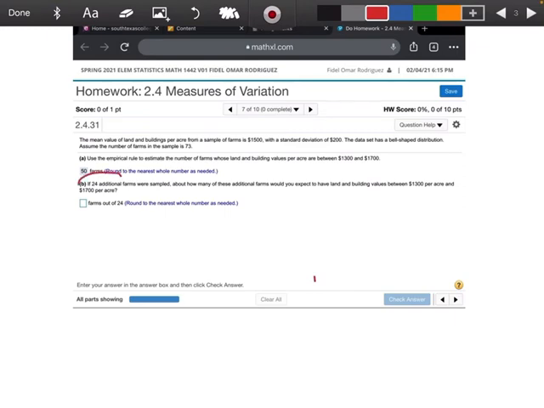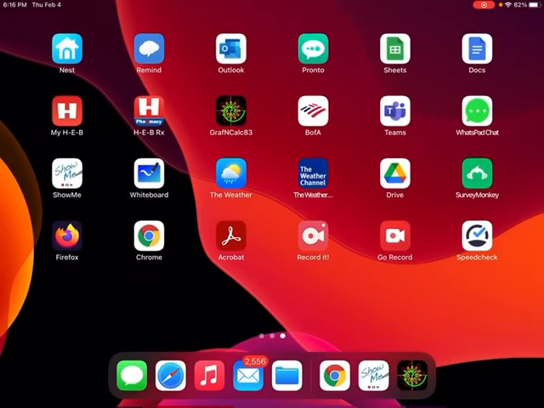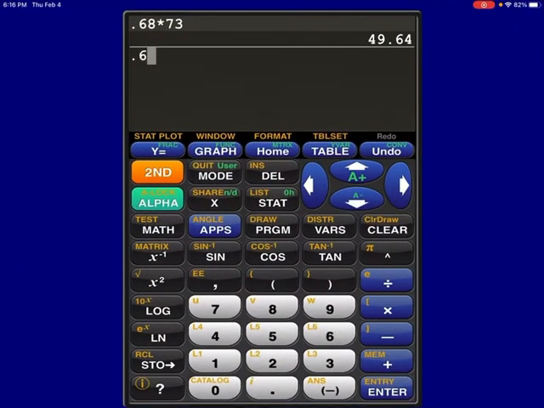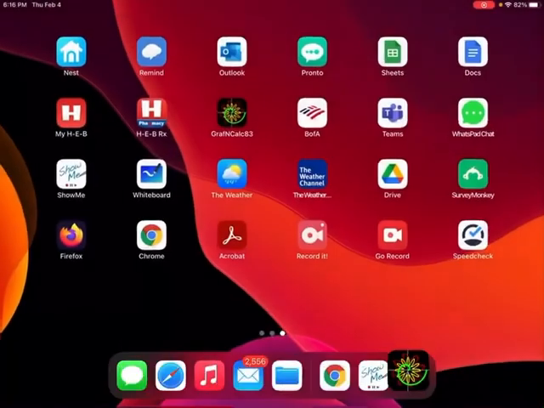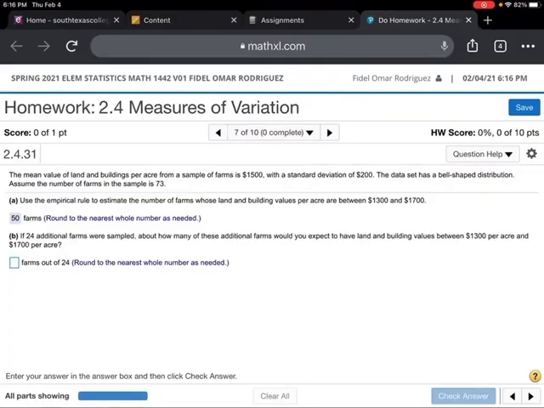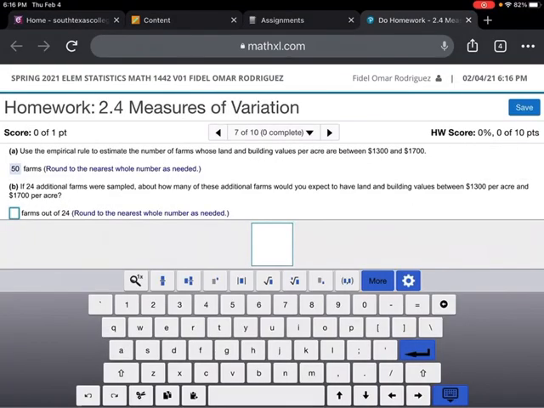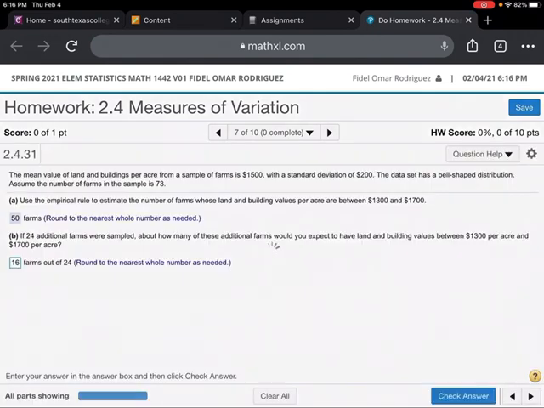Okay, so we're looking at these 24 additional. So we're just going to find 24. We're still going to find 68% of that. So 0.68 times 24. Let me get my calculator. 0.68 times 24. 16.32. And it's telling me to round to the nearest whole number. So it would just be 16. Let me submit it. And excellent.